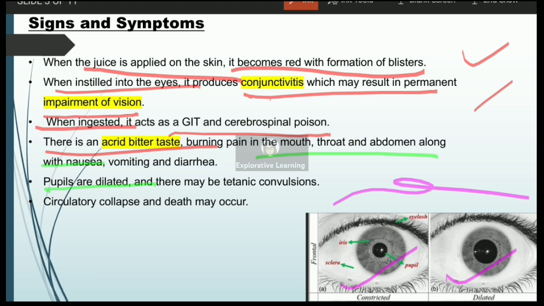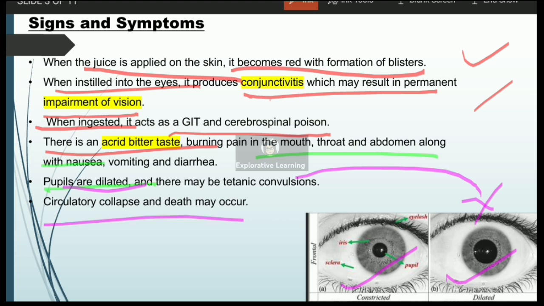Application of the juice of the Calotropis plant often causes tetanic convulsion along with dilation of the pupil. If a person is administered the Calotropis poison, then their pupil will look somewhat similar to this. Now circulatory collapse might be observed. I could not say must, but it might be observed, followed by death of the person.